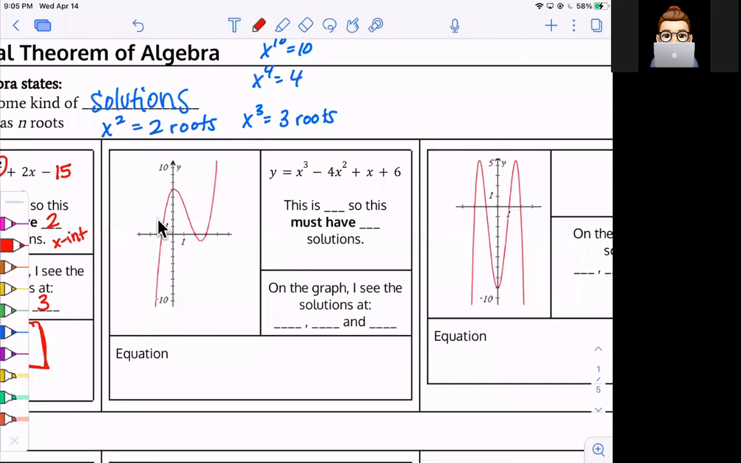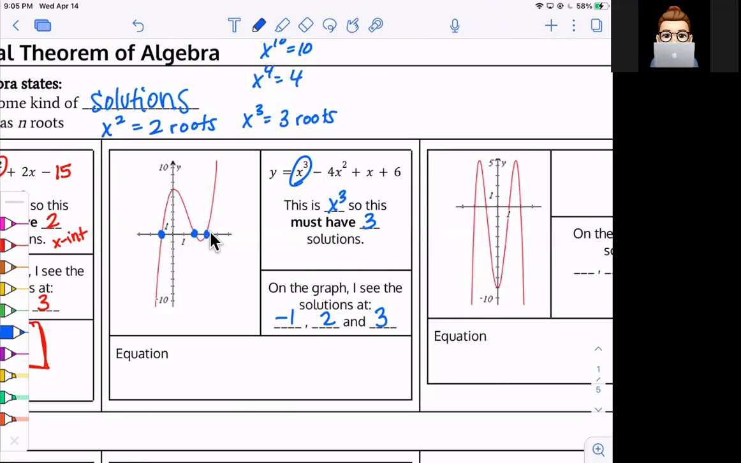So you can see this function is our cubic. It's x to the third at its highest degree. So how many solutions is it supposed to have? It should have 3 solutions. I should be able to find them at the x-axis of my graph. I have one right here at -1, one right here at 2, and one right here at 3.